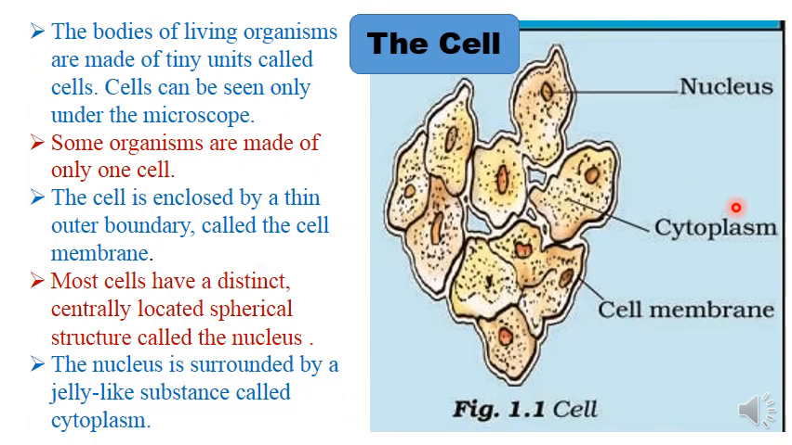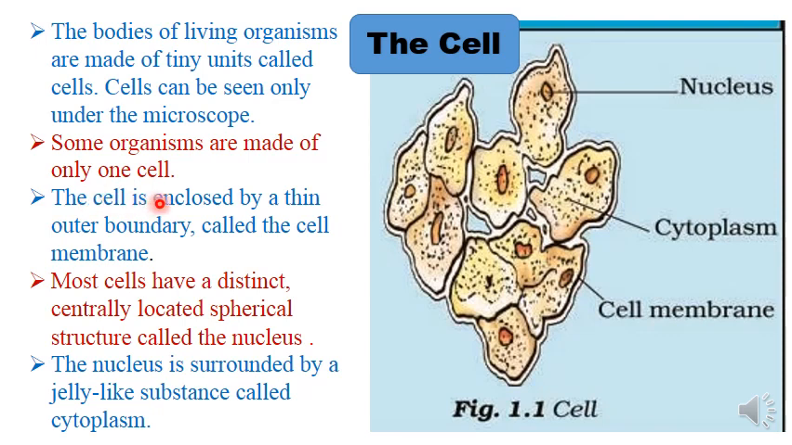Now we are going to discuss the smallest structural unit of our body. The bodies of living organisms are made of tiny units called cells. Cells can be seen only under the microscope because they are very small. Some organisms are made up of only one cell. They are called unicellular organisms.